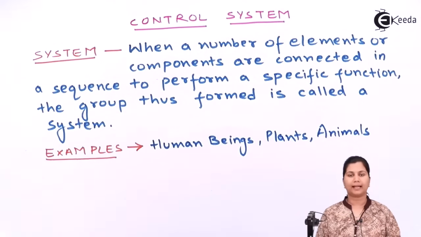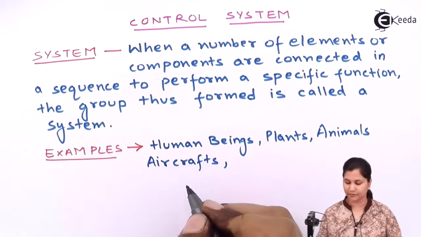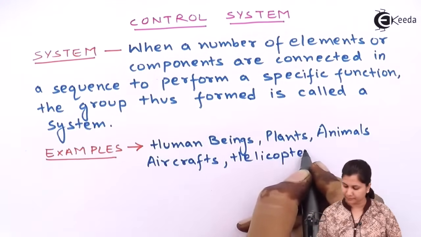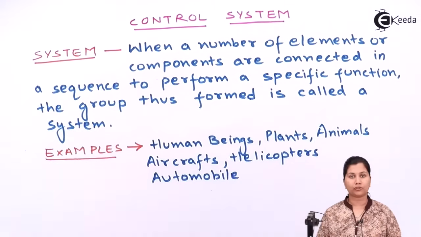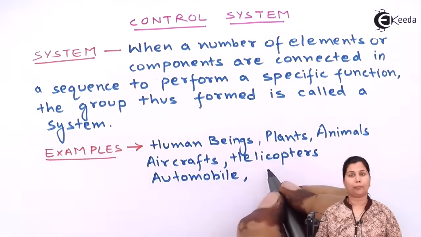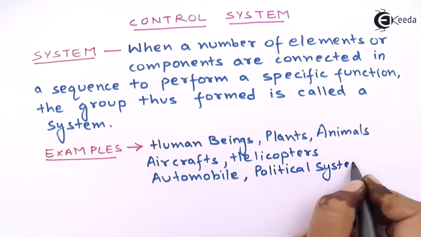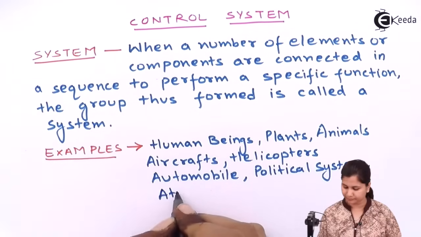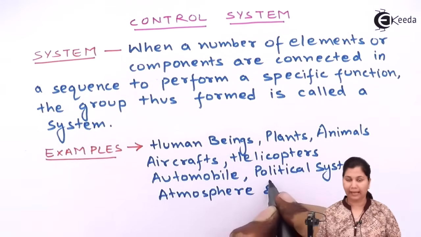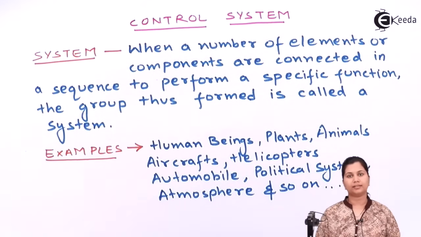Human beings, plants and animals are also an example of system. Aircrafts, helicopters, automobile and political system, the atmosphere or the environment surrounding us, and so on, all are examples of a system.